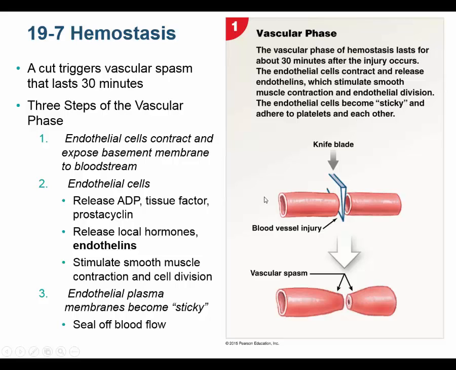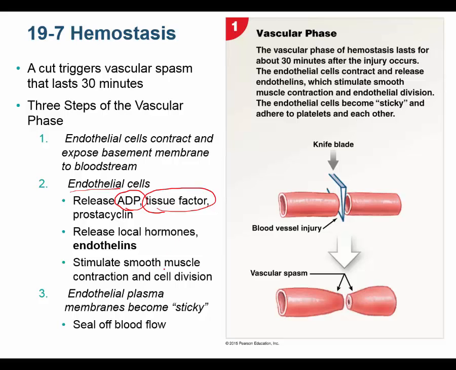This is telling you some parts of the vascular phase. First of all, the endothelial cells, the epithelial cells lining your blood vessels, are called endothelium. They release some chemicals that attract and activate platelets, by the way. So they release ADP. They release tissue factor. Tissue factor actually activates the coagulation phase.